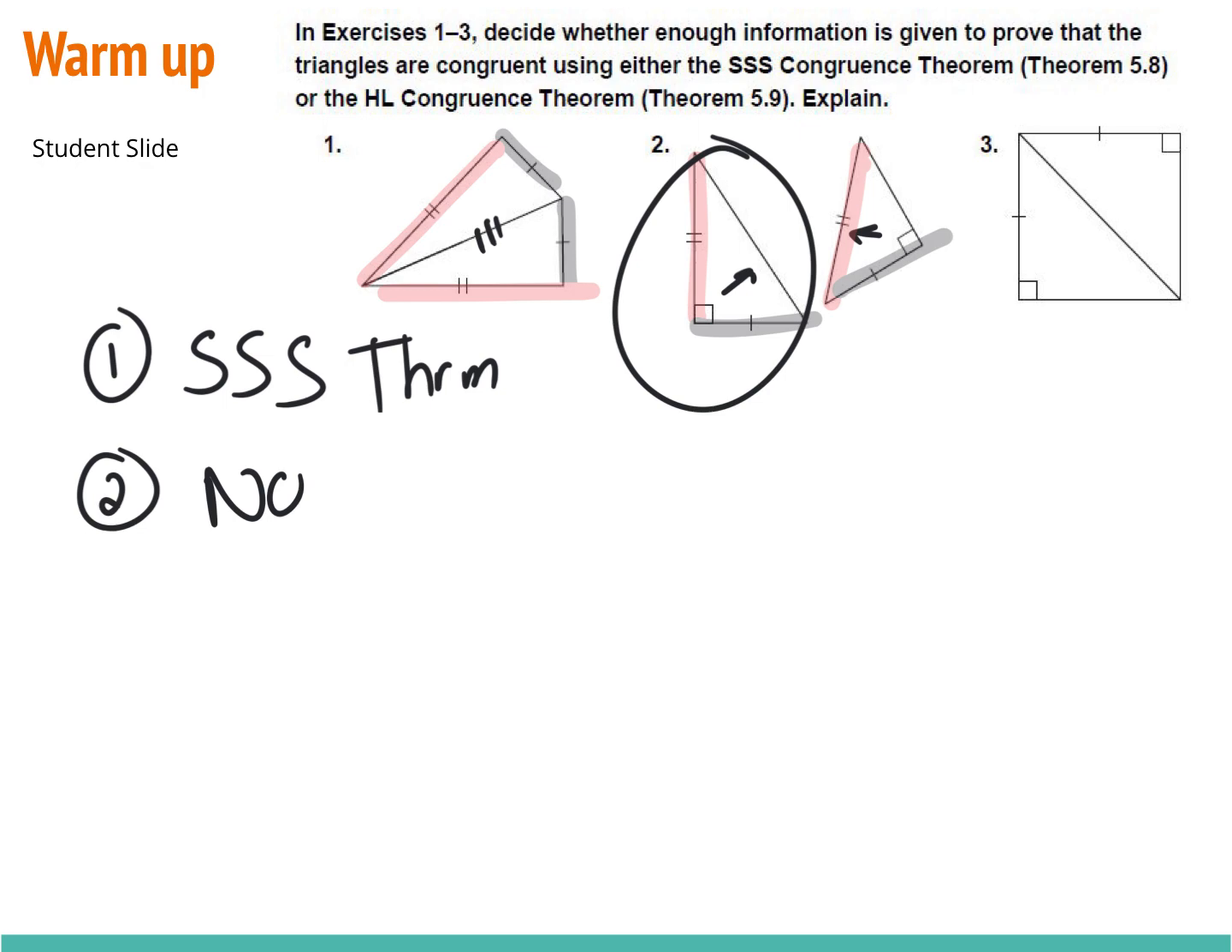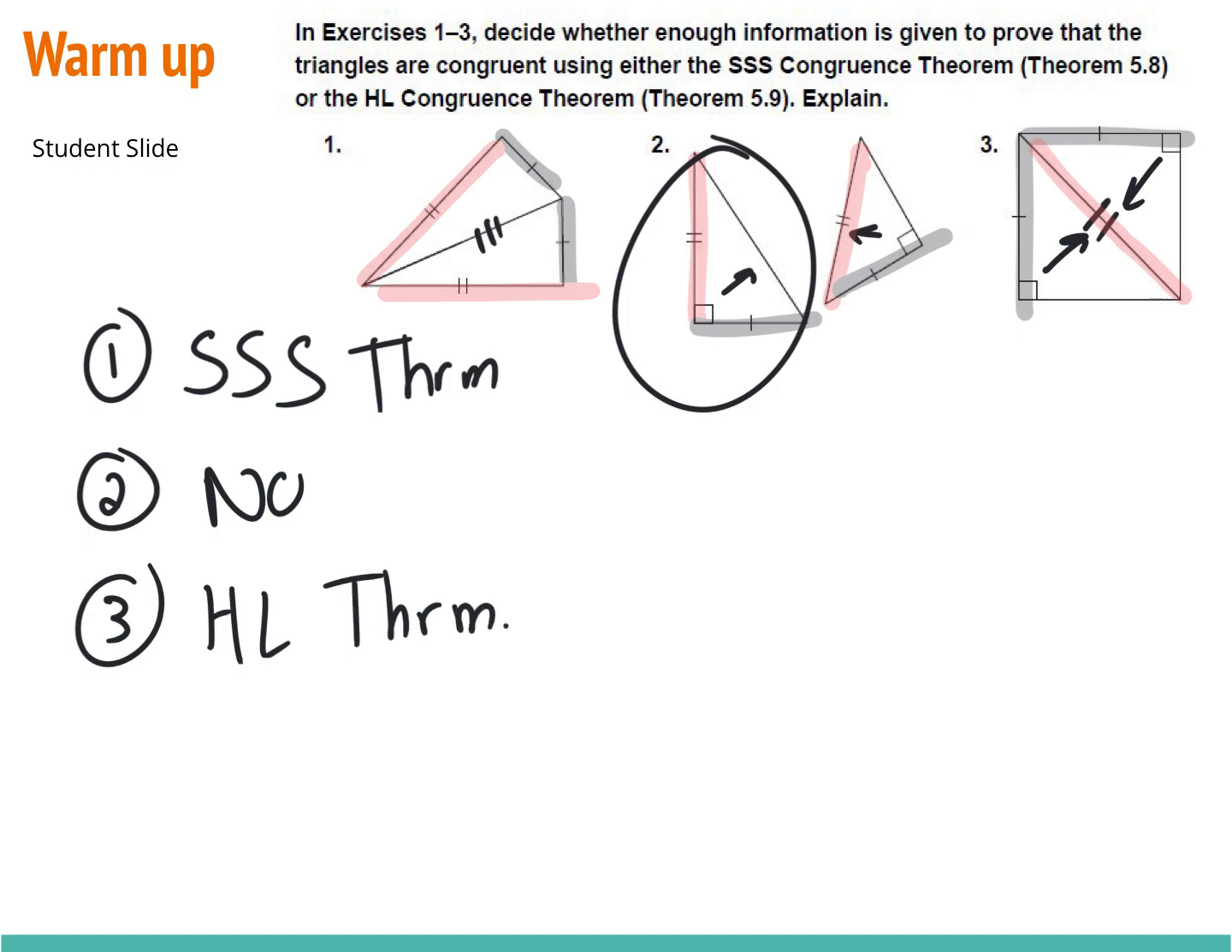Now, for number 3, they tell us this leg is congruent with this leg. Again, the reflexive property would tell us that that line is congruent to itself, so I'm just going to highlight it in red. And we have that this is the hypotenuse of this triangle, and this is also the hypotenuse of that triangle. Because the hypotenuse is congruent in both triangles, and we have a leg that's congruent in both triangles, and it's a right triangle, we can say that yes, for number 3, we have enough information, and it's congruent by the HL theorem, the hypotenuse-leg theorem.